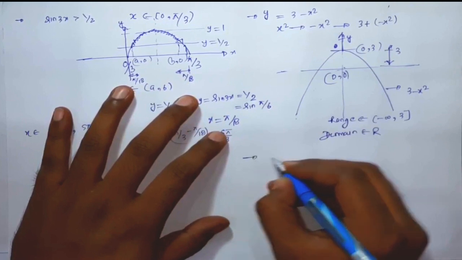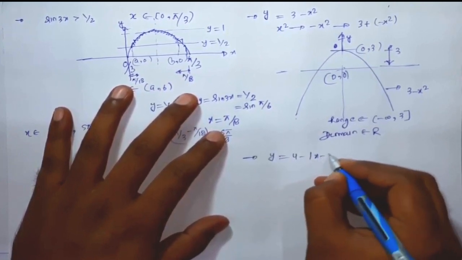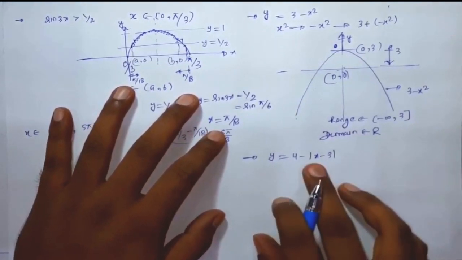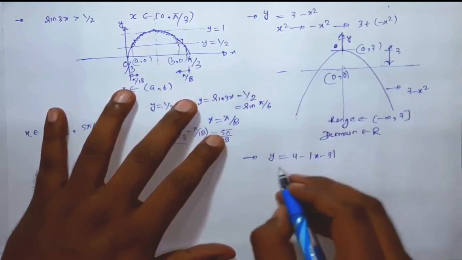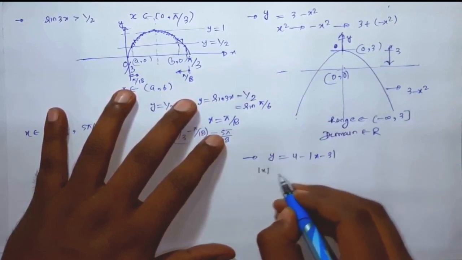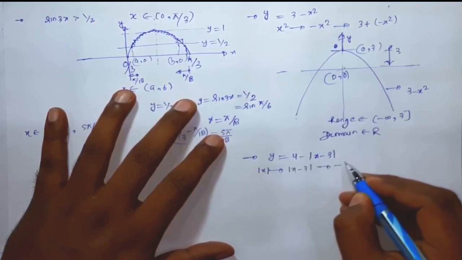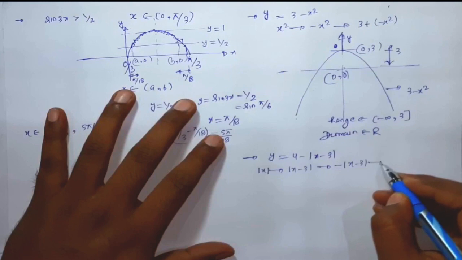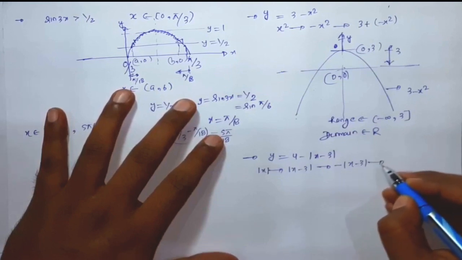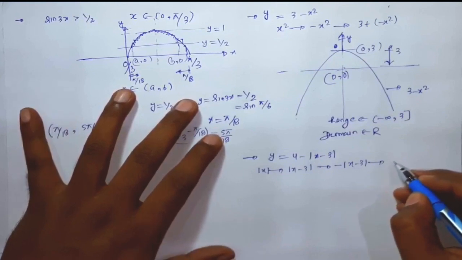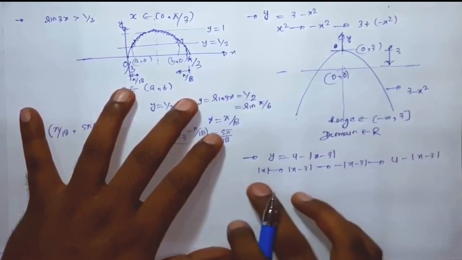y is equal to 4 minus mod of x minus 3. We need to draw the graph of this function. How will we draw it? We will simply draw the graph step by step. First we will draw the graph of mod of x, then mod of x minus 3, then minus of mod of x minus 3, then we will shift this graph by a distance of 4 in the positive y direction, that means 4 minus mod of x minus 3. So this is how we will draw the graph of this upper portion.